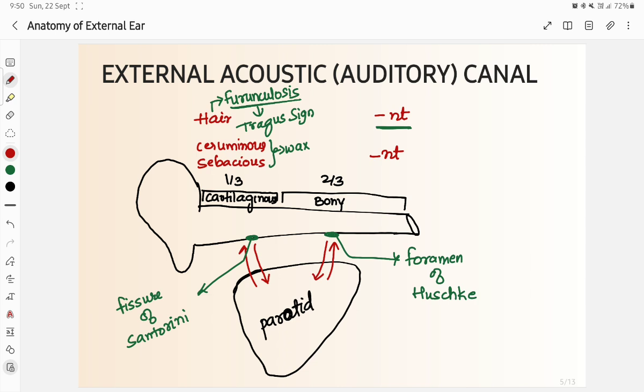Can you look at this diagram? Can you identify where the tympanic membrane is? Correct. It's here. This is our tympanic membrane. So 6 mm lateral to our tympanic membrane, we have the narrowest region in our canal. And this narrowest region is called the isthmus. In this region, a foreign body gets lodged and is very difficult to remove.